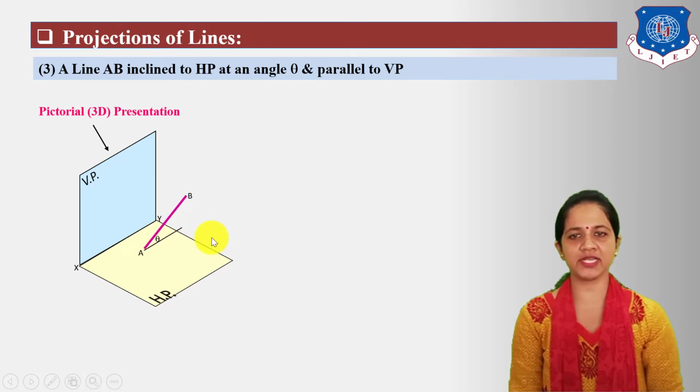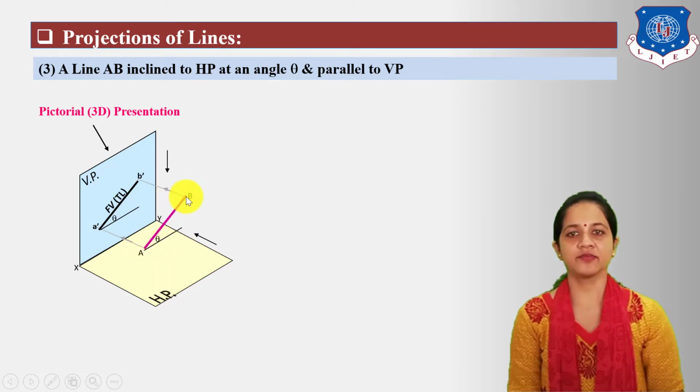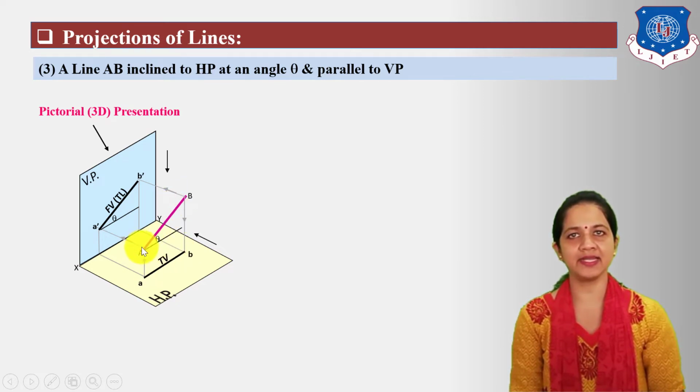When we take projection from front direction, we will get its front view on the vertical plane. It is a line parallel to given line AB at an angle theta. When we take projection from top direction, we will get its top view on the horizontal plane, and it is a straight line, but the length of the top view is less than the given line AB.